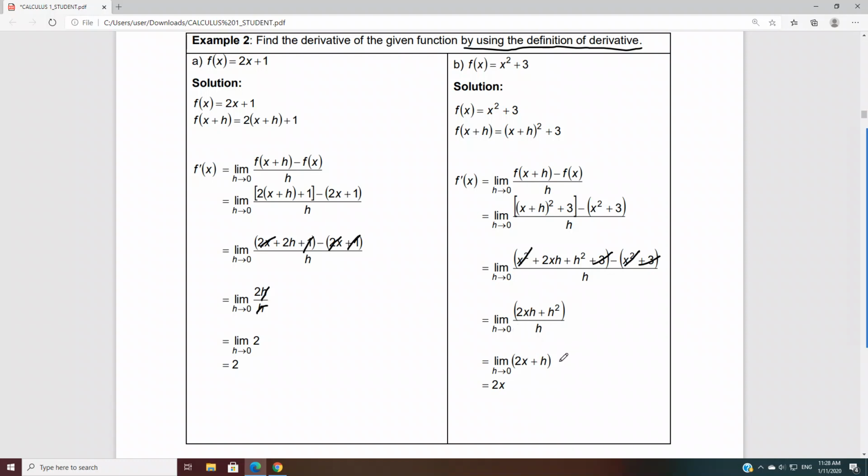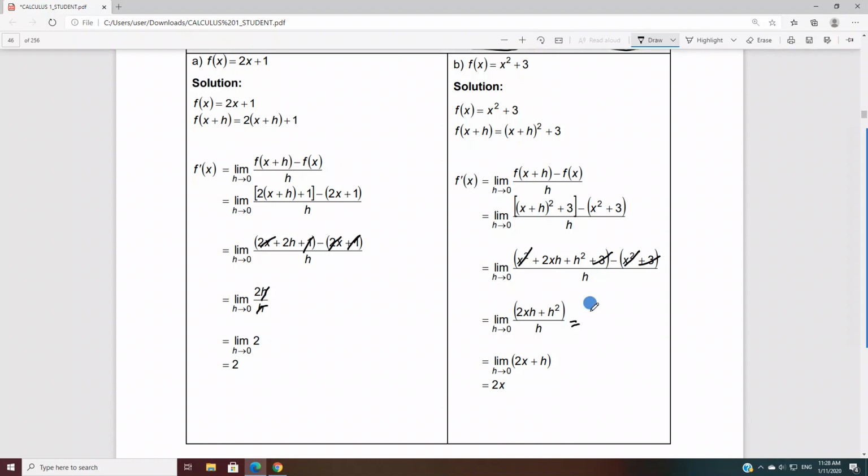So we simplify. We get limit h tends to 0 of h times 2x plus h over h. So cancel the h, that's why we get 2x plus h. So replacing h with 0 we get 2x. So its f prime is 2x.